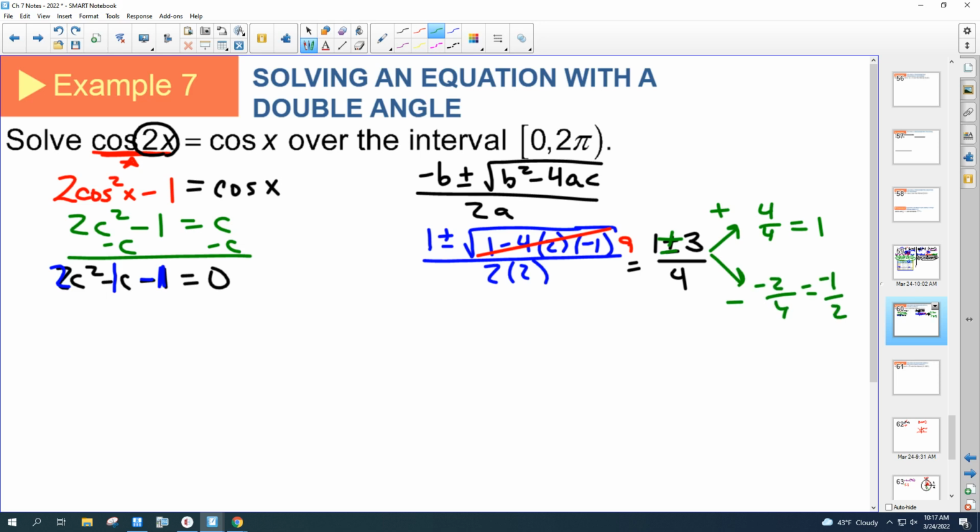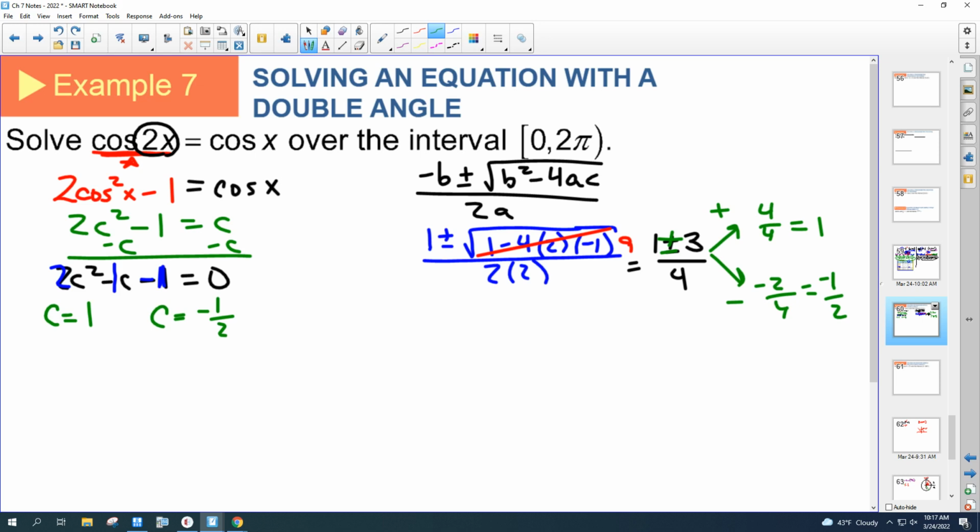Now be careful. Sometimes people will circle that, thinking those are the answers. That was the answer when you were in Algebra 1 class. We are not in Algebra 1 class anymore. We are in Trig. We haven't done the Trig yet. What we have just found is that C equals 1 and C equals -1/2. It's just like what we would have done if we had factored. I haven't done the Trig yet.